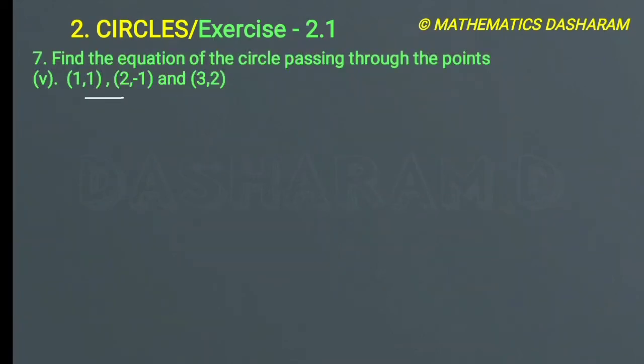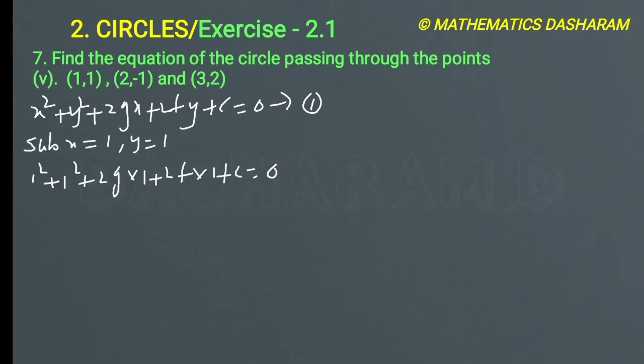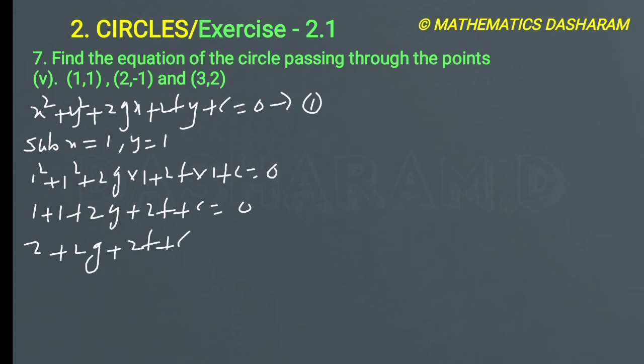Fifth question: 1 comma 1, 2 comma minus 1 and 3 comma 2. Substitute the x value, first point, that is 1 comma 1. So 1 plus 1 plus 2g plus 2f plus c equals to 0. So 2 plus 2g plus 2f plus c equals to 0, equation 2.